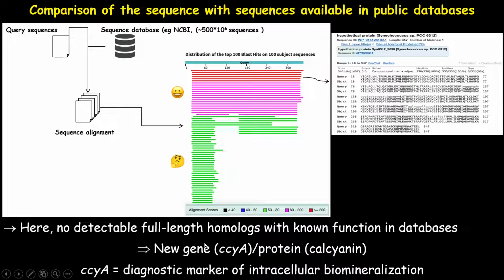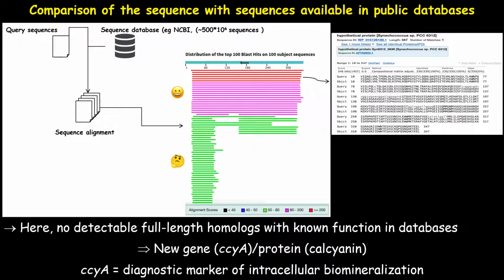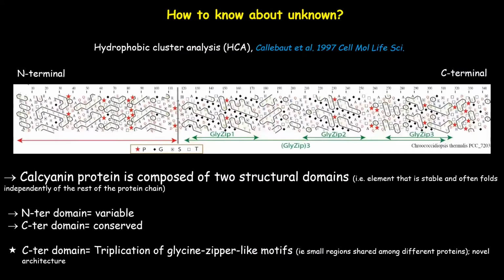But basically what we know from there is that we have a gene that we call CCYA, which corresponds to a protein that we call calcianine. This is a new gene, a new protein, and we don't know the function. But what we know is that this gene is a diagnostic marker of cyanobacteria forming intracellular carbonates. And that was the interesting thing because, before going there, we have something unknown. We don't know that protein, we don't know that gene.